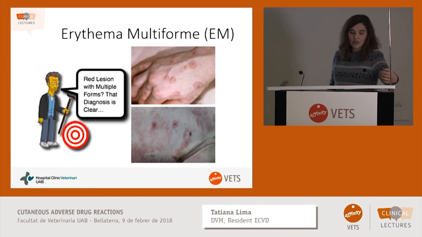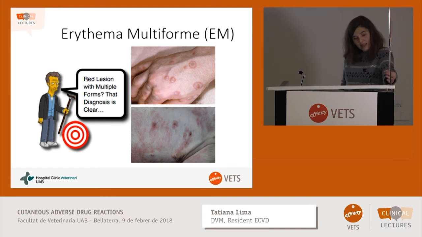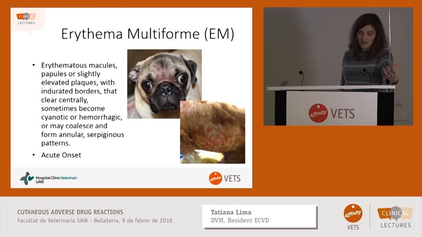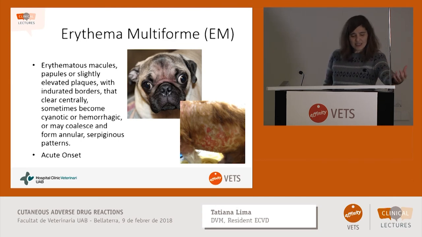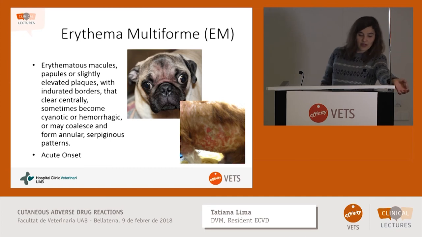In our patients, we base our diagnosis more on histopathology than on the clinical signs, in dogs, because in cats it's very unusual. In dogs, what do we see? We can see the mild form, just erythema like this pug, or the more typical scene: erythematous macules or papules, slightly elevated, sometimes with the borders indurated and clear, and centrally it's either cyanotic or normal or hemorrhagic, and they may coalesce and form annular serpiginous patterns.